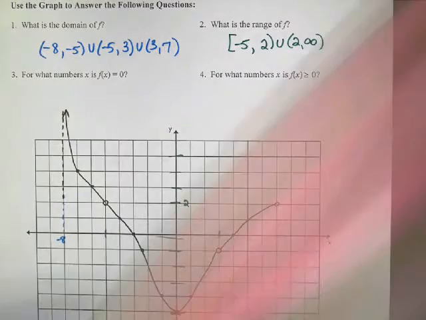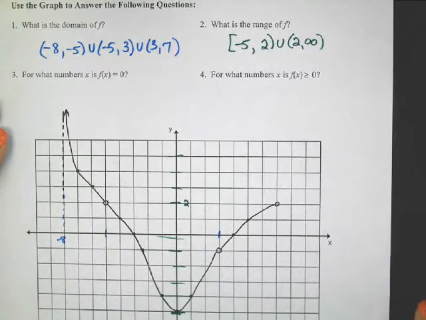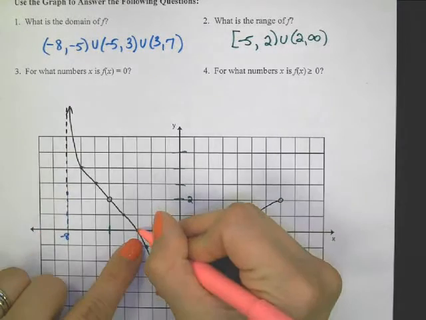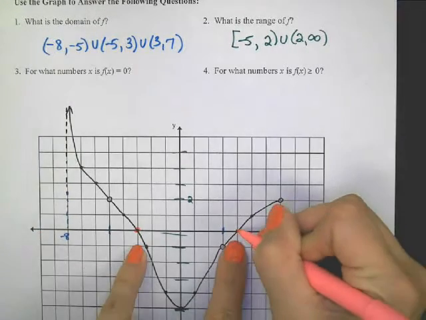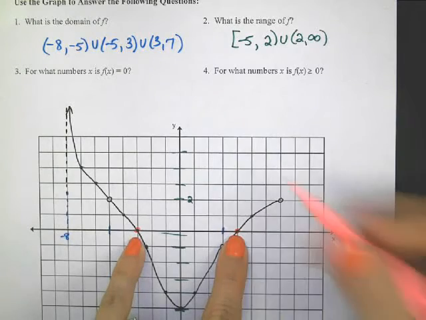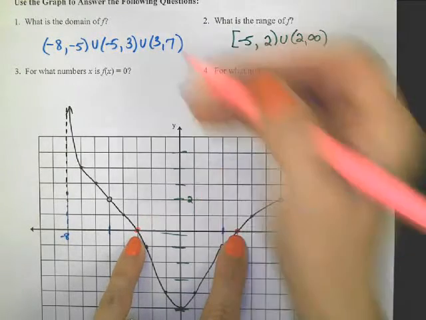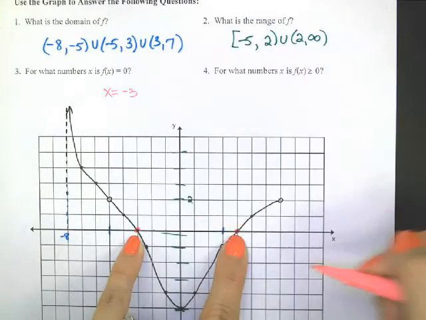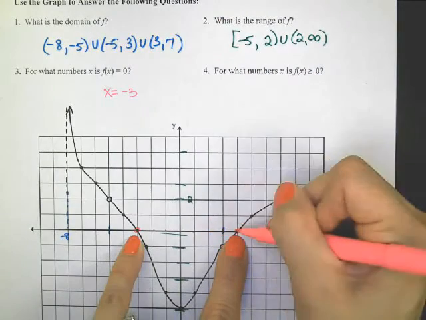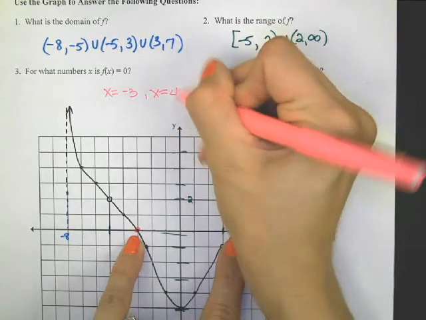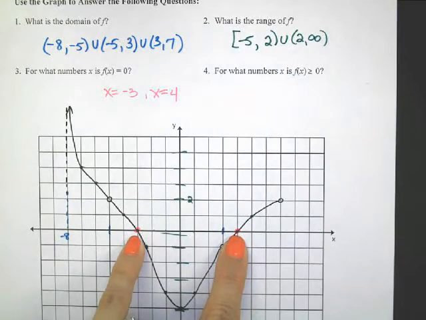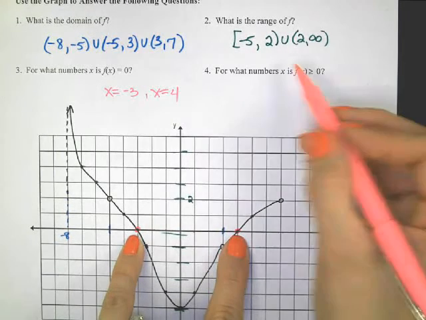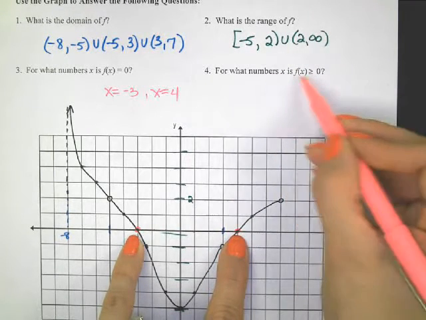For what values is f of x equal to 0? Equaling 0, there's 2 places he equals 0. The first place is x equals -3, it touches 0, and then x equals 4 touches 0. Okay? That helps me understand this next part because it says, for what numbers?